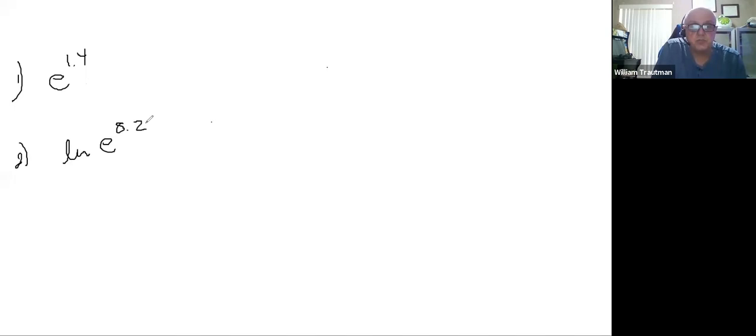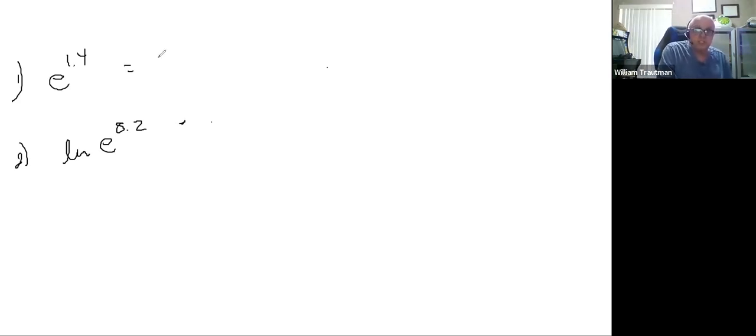Here are the two problems. E to the 1.4 and number 2, ln e to the 8.2. So these are both calculator problems, but they're on the test, and I couldn't find these in the workbook or in the homework. So you have to be able to do these and just plug these into your calculator. So try them. To get to E, you just hit second ln and then 1.4.